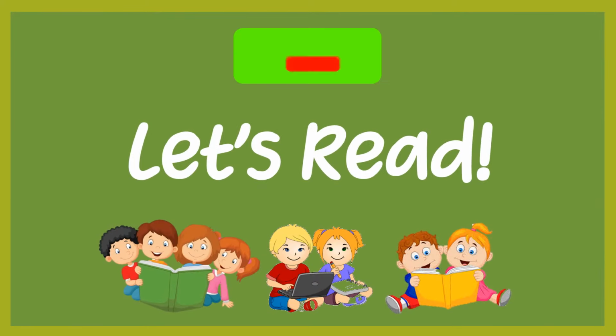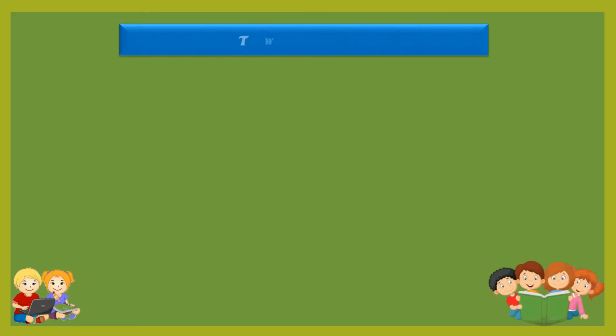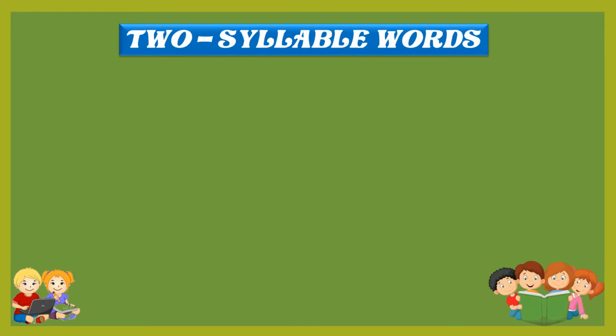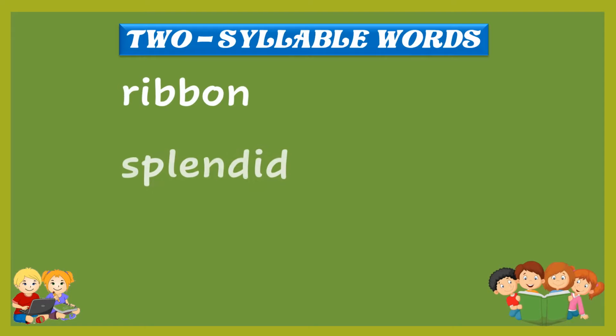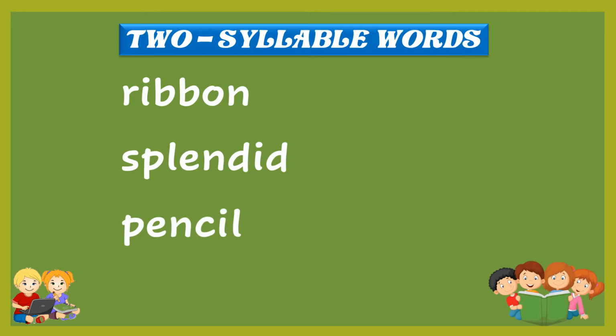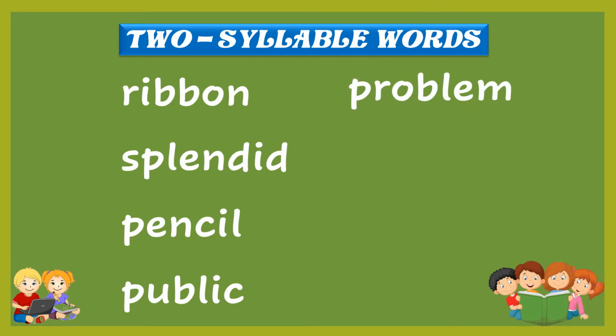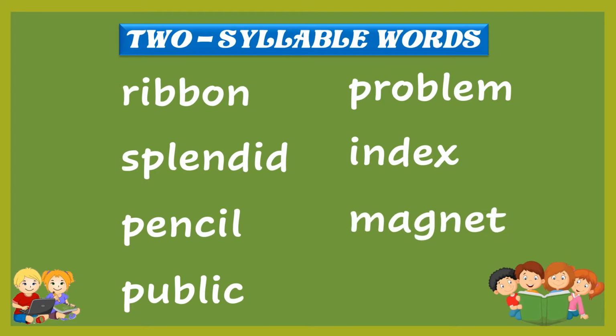Let's read. Let us read the two-syllable words. Ribbon, ribbon. Splendid, splendid. Pencil, pencil. Public, public. Problem, problem. Index, index. Magnet, magnet. Discuss, discuss.